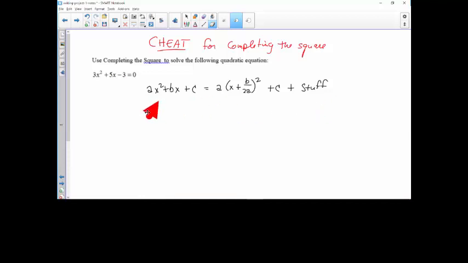So let's learn the cheat. What's the best way to cheat this? Well, it turns out that you can always do this with a b over 2a trick. Just look here.